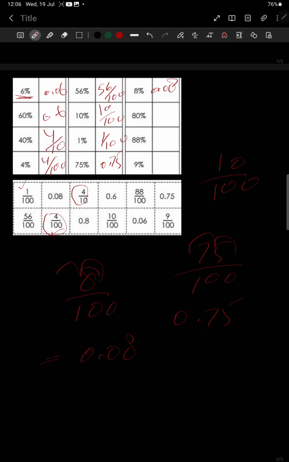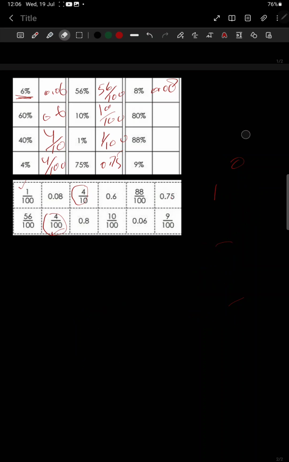Now 80%, so we will try to find the answer of 80%. 80% means obviously 80 by 100. 0 will be cancelled. It will be 1 0 only, so 0.8. You can do it like this as well, 0.8. 88% means 88 by 100, and 9% means 9 by 100. So we have done.